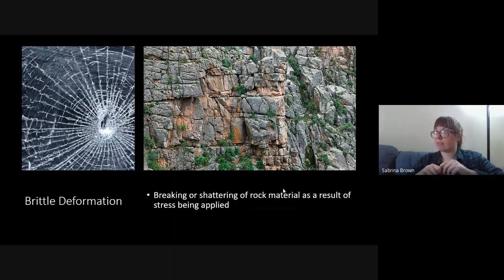Or if you have cornstarch and water and you pull it apart really fast, it just breaks apart. But if you pull it apart slowly, it kind of flows and behaves more ductilely. So brittle deformation is when we break our rocks because of that stress being applied.